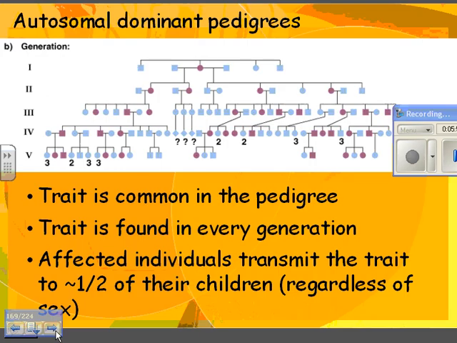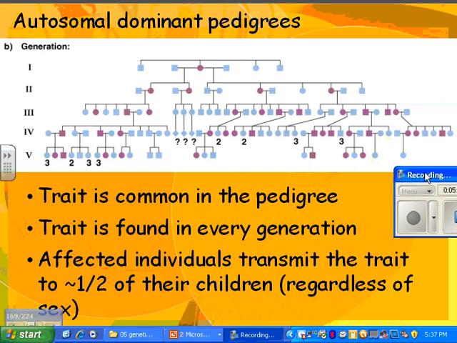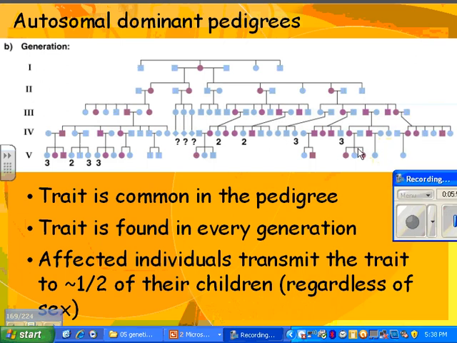Here's an autosomal dominant pedigree. You can see it's in every single generation, and you can't find anybody whose parent didn't have it. So this one has it, and so does a parent, and so does a parent. Here's one who has it, so does their parent, and so does their parent. So the trait is common in the pedigree.